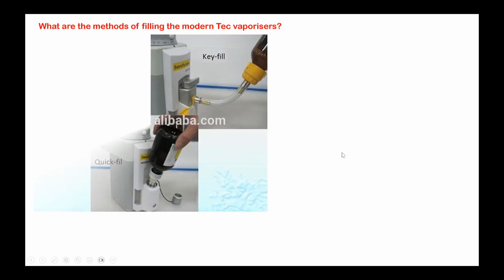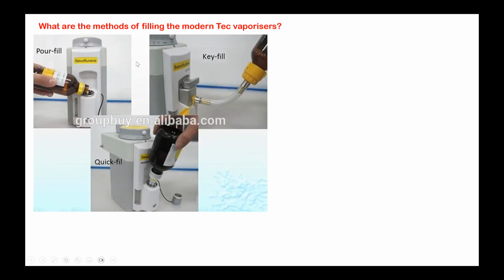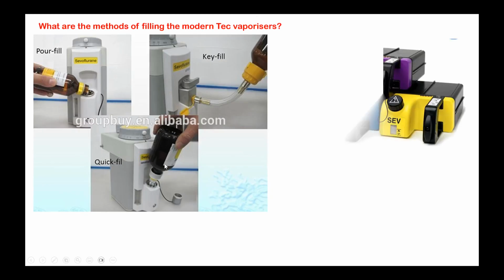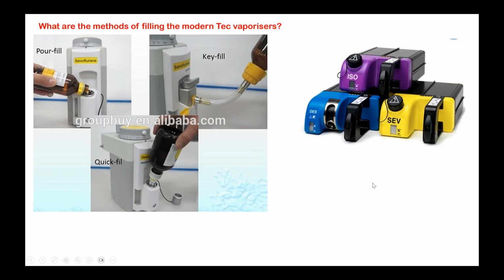And these are some of the methods of filling the vaporizers, which they also ask you. This is called the pour fill, the old method. You have to just remove the cap and then pour the liquid directly. This is called the key fill, where you have to fix this key and then insert it to fill. This is called the quick fill, which many of you may be using in your regular practice. And what is this called?